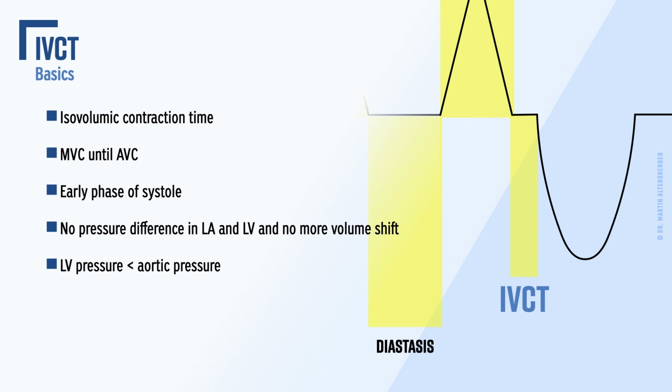Before systole, we have the isovolumic contraction time. So that's again, the mitral valve is closed. The aortic valve is also still closed. It's the early phase of systole. We remember the IVRT, the early phase of diastole. So the early phase of systole, left atrial and left ventricular pressures are the same. There is no volume shift, and the left ventricular pressure is below the aortic pressure. And when it changes, we start with systole. So the left ventricular pressures rise and contraction happens.